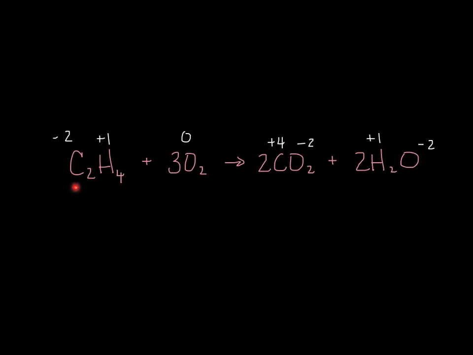So carbon goes from a -2 to a +4. So that one definitely changes. So I'm definitely going to be working with carbon. Hydrogen goes from a +1 to a +1. So that doesn't change. So I'm not going to be using hydrogen because hydrogen's neither been oxidized or reduced. And just to be sure, my oxygen goes from 0 to a -2. So the oxidation numbers on carbon and oxygen definitely changed.